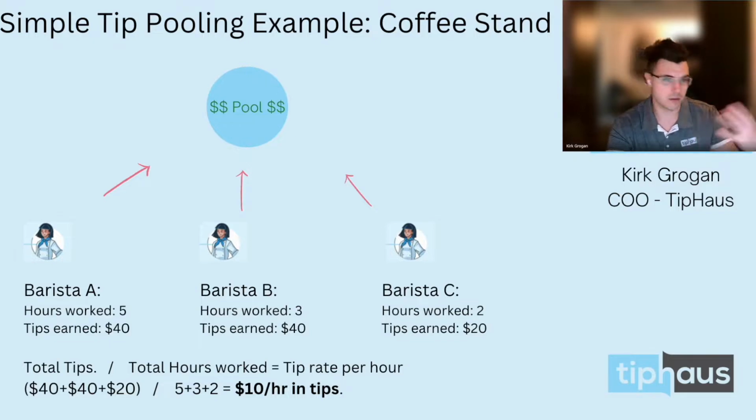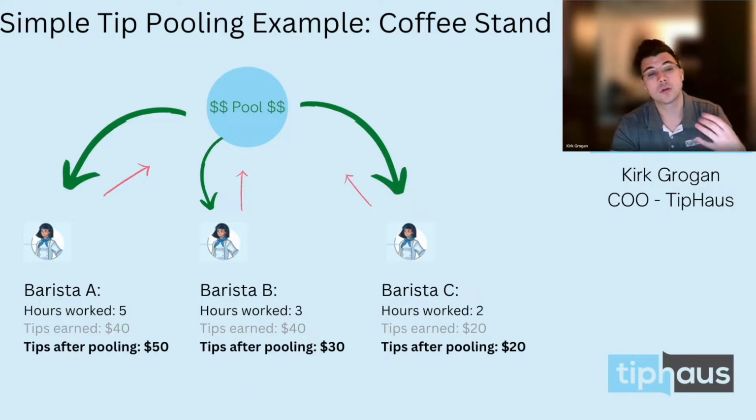and we learn that every hour that each employee works is worth $10 of tips. So these tips would be shared back to these employees based on the hours that they worked, such as Barista A would earn $50 from the tip pool, Barista B would earn $30 from the tip pool, and Barista C would earn $20 from the tip pool.